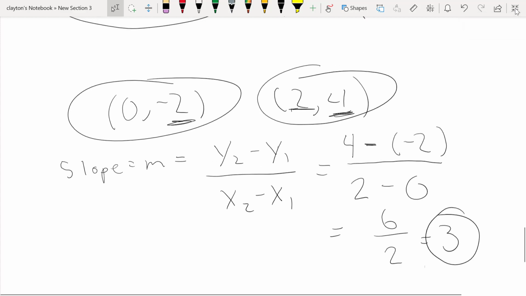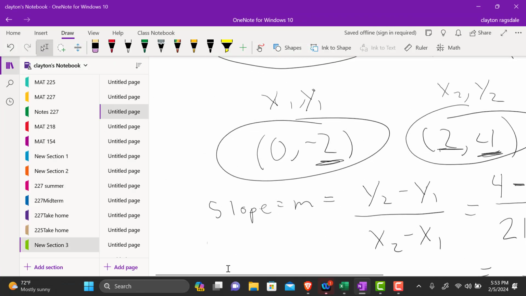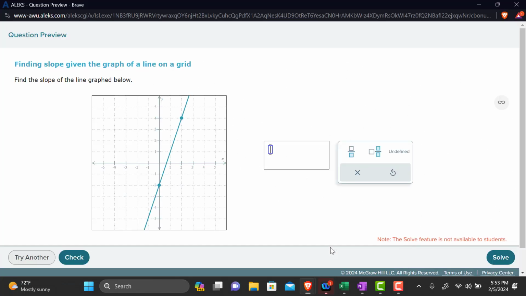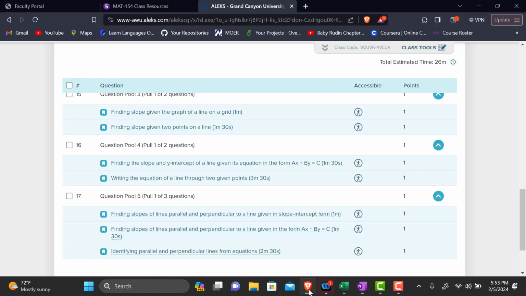And so maybe a good idea is when you first get these points, label them. I'll call this one x1, y1, just so you don't lose track, and I'll call this one x2, y2. It's not a bad idea. We get a positive 3. That is all it wants. Let's go ahead and we'll keep moving. That was finding the slope.